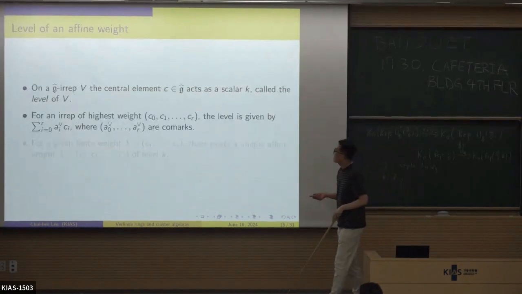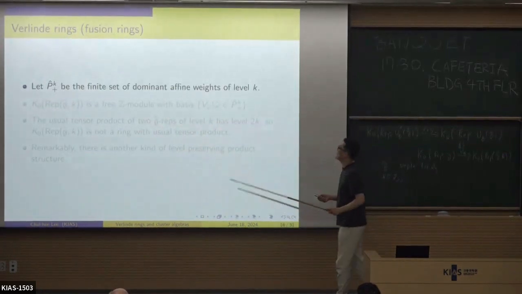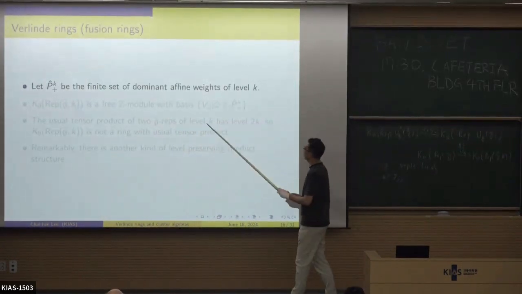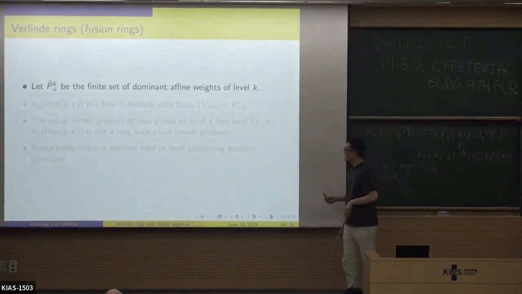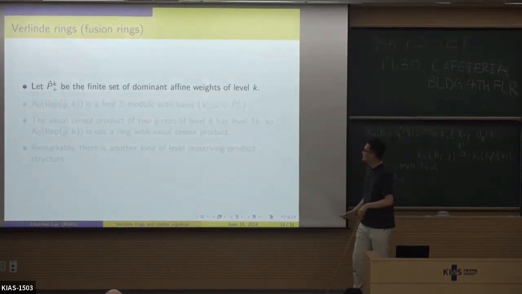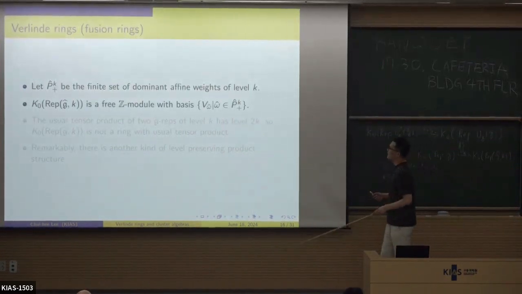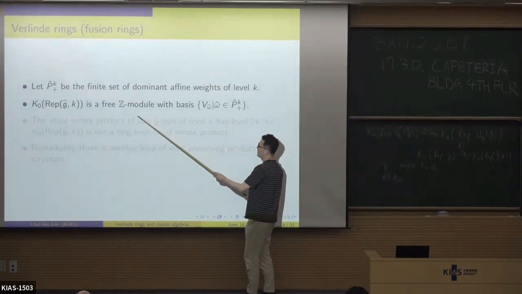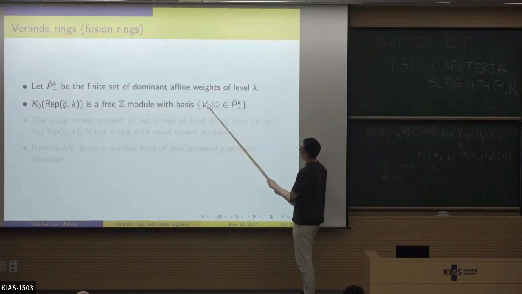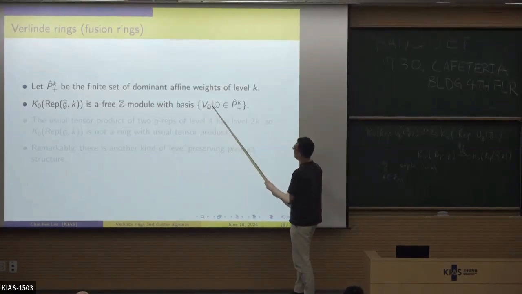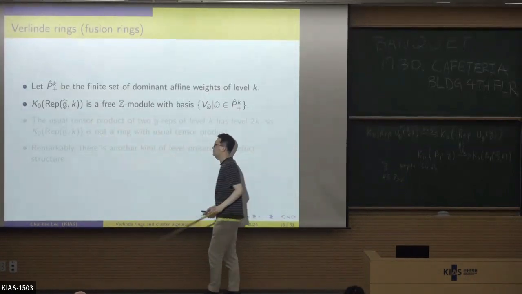Okay, now consider l plus 1 tuples, which now parameterize the affine weights, dominant integral weights for G hat with level k. So this is now a finite set. And K0 of Rep G hat at level k, first, this is not yet a ring. This is a Z-module with given basis V_omega hat, where omega hat is an element of this finite parameter set.